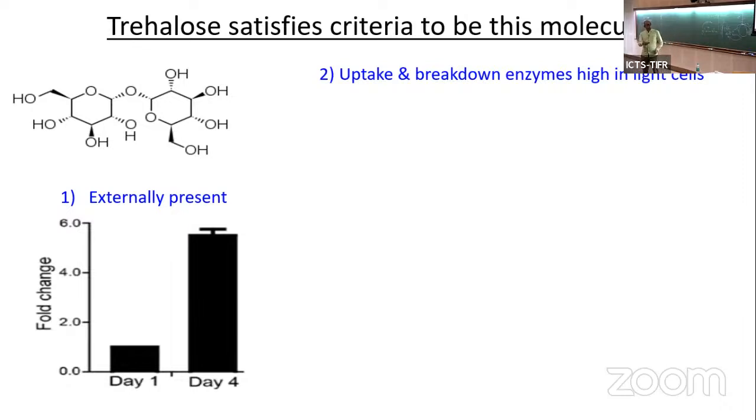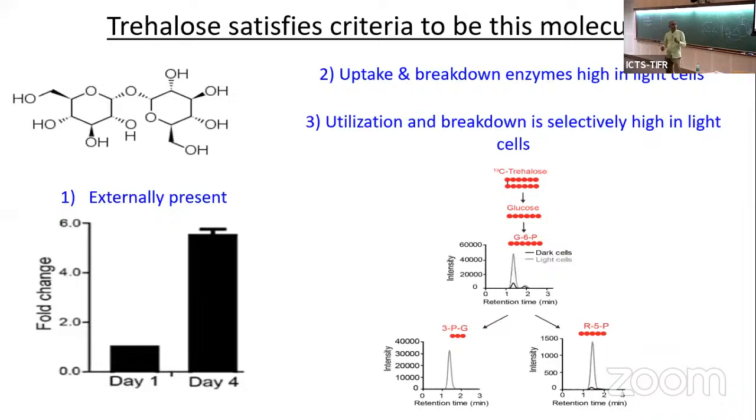What we saw is as the colony develops, the amount of trehalose builds up externally, which means it's going up. And then we could see that some cells specifically took up trehalose and broke it down. And I just want to explain how we did this experiment, because if you're starting to think of what kind of data you need to convince yourself, you need to do some direct experiments like this.